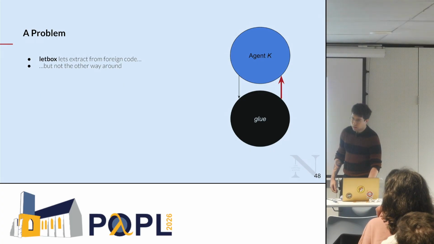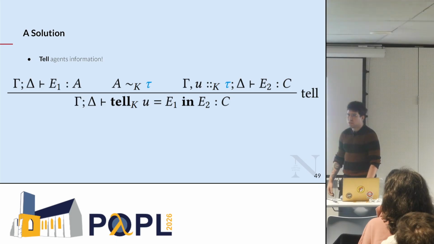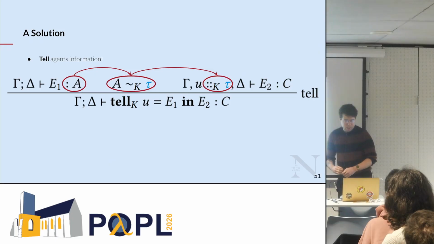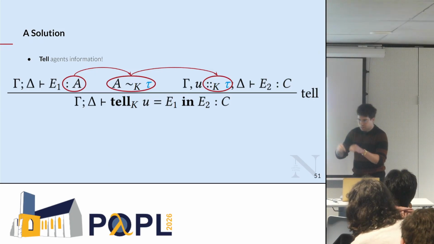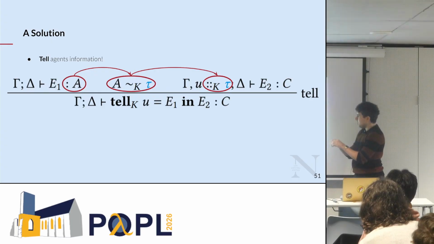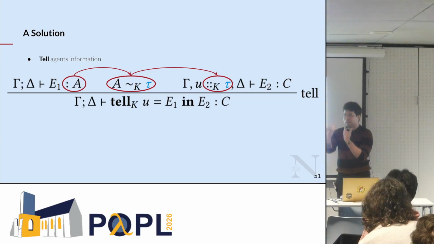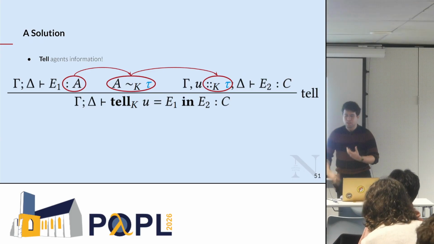So how are we going to do that? We're going to just tell agents information. It's a pun on let, I swear. It's just let backwards because it's a let binding. And what it's saying is if A is true and A acts like K is tau, then I can tell agent K about tau. It's almost like I'm telling K something in their language.